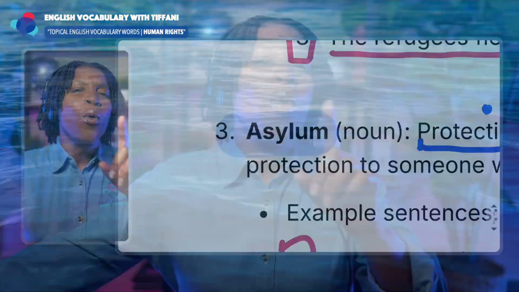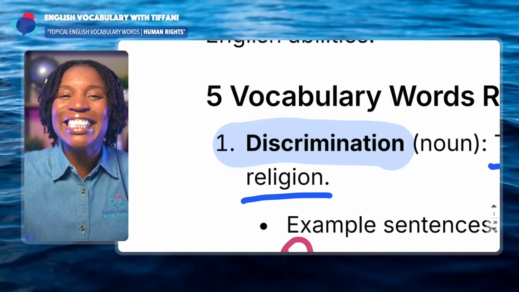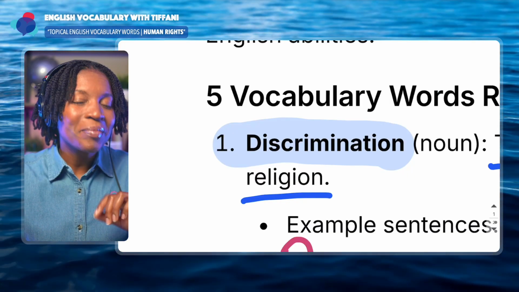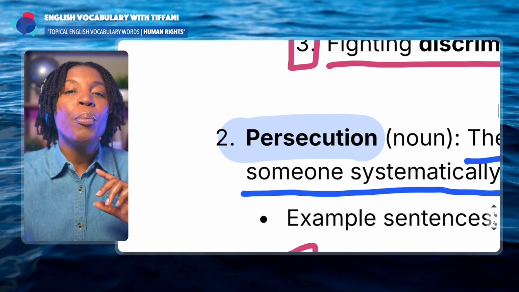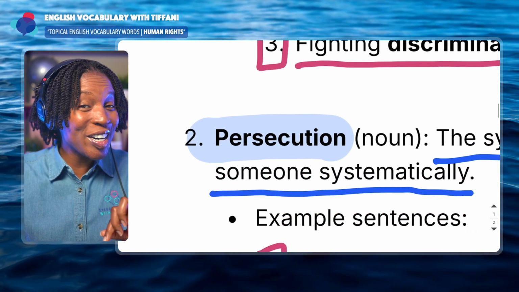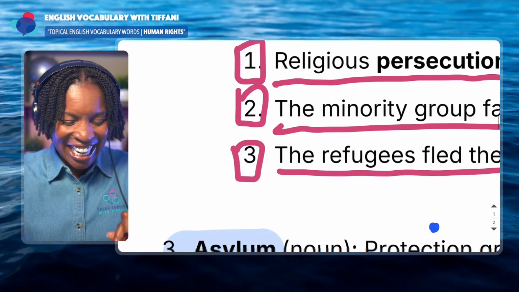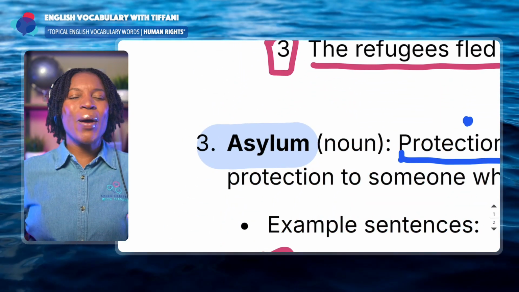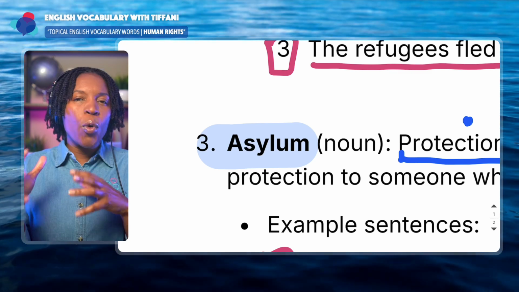Very good. All right, what was our first word? Excellent job. Yes, discrimination. Our second word? Excellent. Yes. Persecution. And our third word? You got it. Asylum. Excellent.